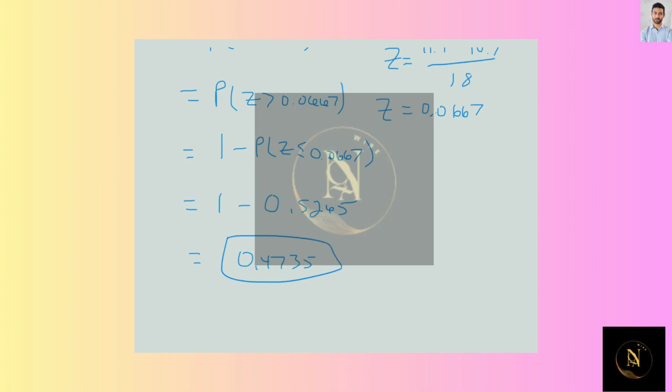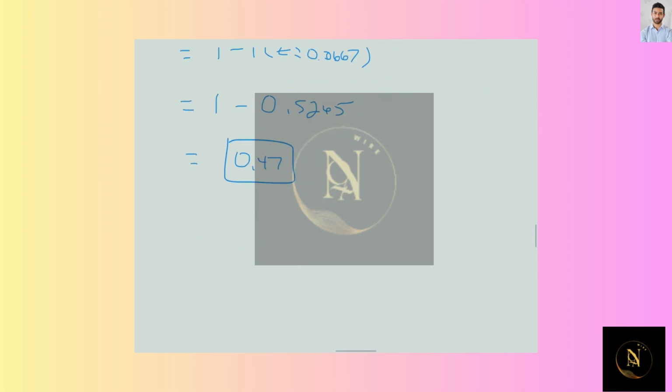So the probability that a randomly selected bag has a THC content greater than 11.9% is about 0.4735, or 0.47 to 2 decimal places, as it says.